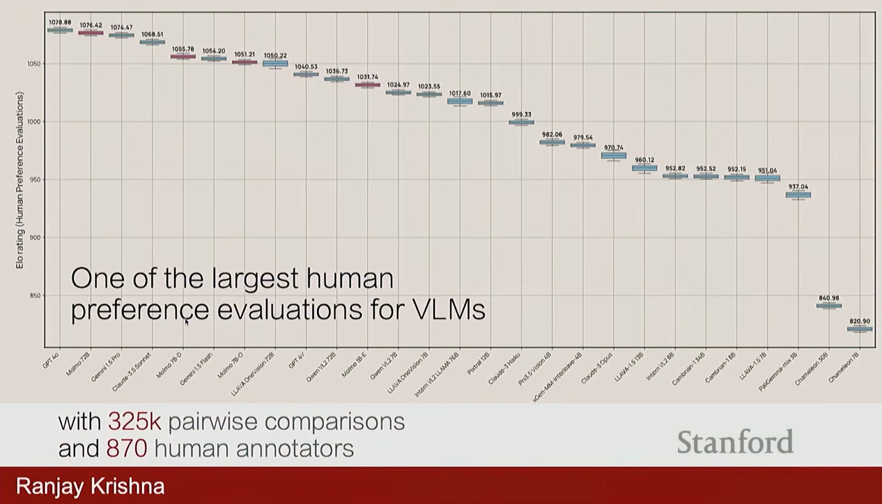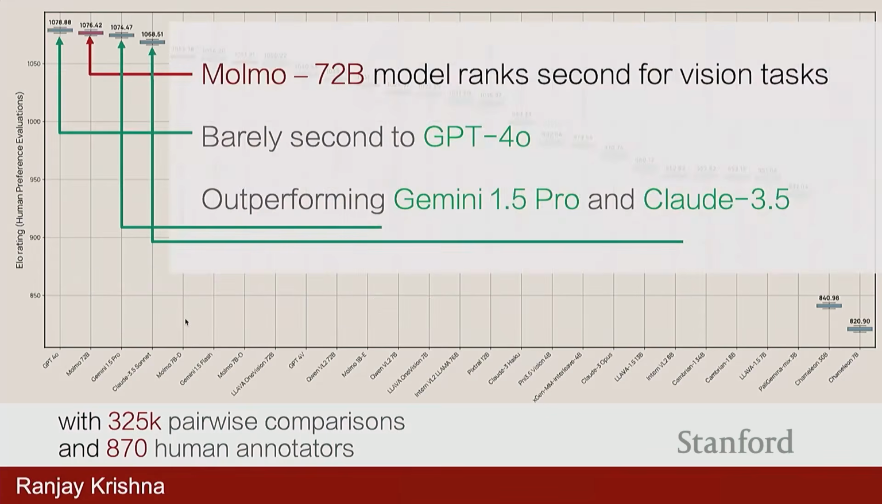This is that same graph rotated so that I can show you some examples. This was a gigantic evaluation, by the way. This was about 870 users that we showed these model outputs to, and we did about 325,000 pairwise comparisons. We asked people, which model's output do you prefer? Our model, the Molmo model, ranked, again, like I said, second, more or less a coin flip between what people preferred between GPT and our model. But it already beat out Gemini 1.5 Pro and Claude 3.5.